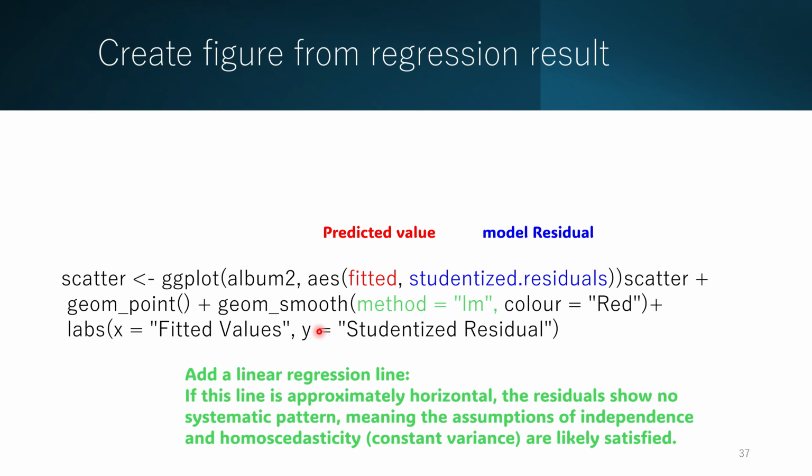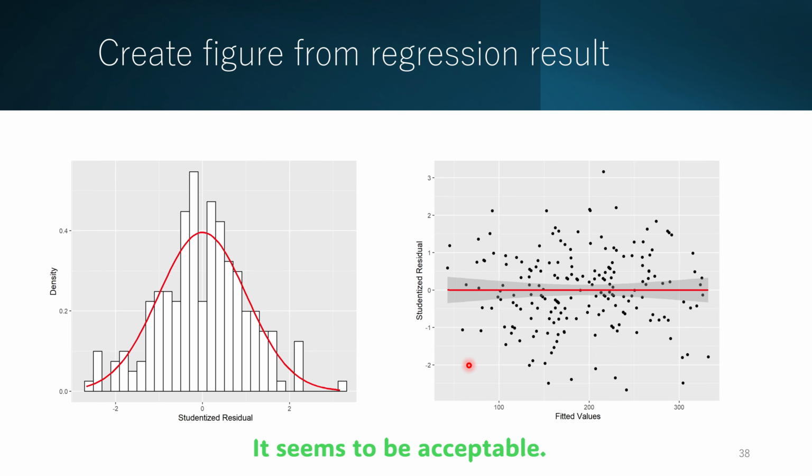We check the result. We check whether the OLS is okay or not by using this. We check whether the residuals are normally distributed or not. If the residuals are normally distributed, then it is okay in some cases. And this is the result.